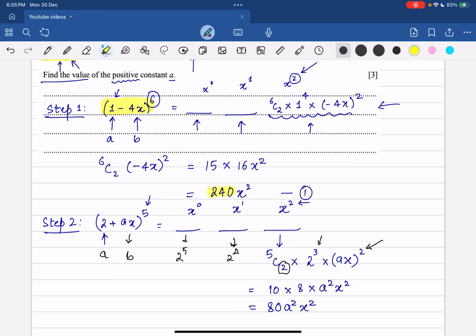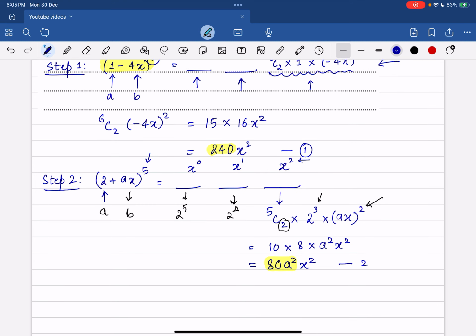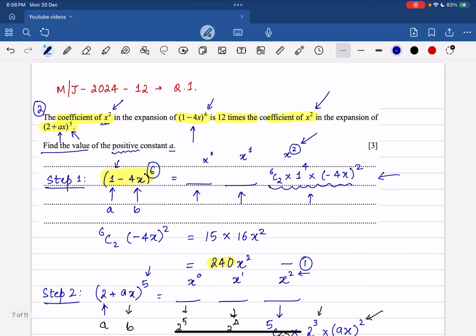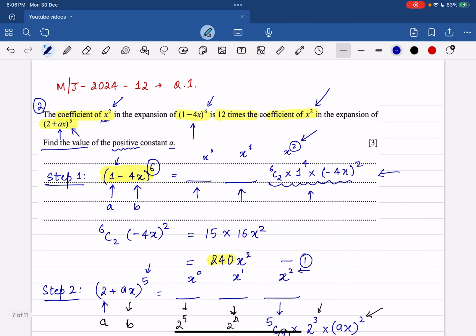What do you think is the coefficient of x square? Coefficient of x square is 80 a square, right? That is my second one. If you have found out 240 x square, and if you have found out 80 a square x square, and you have equated them, why to equate? They have said coefficient of x square in the expansion of 1 minus 4x the whole raised to 6.